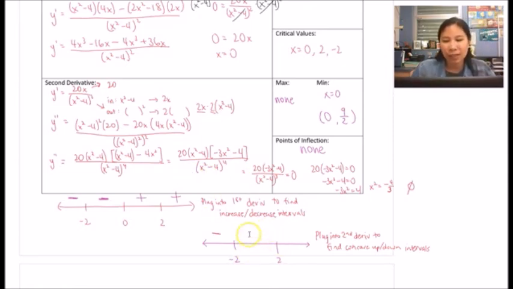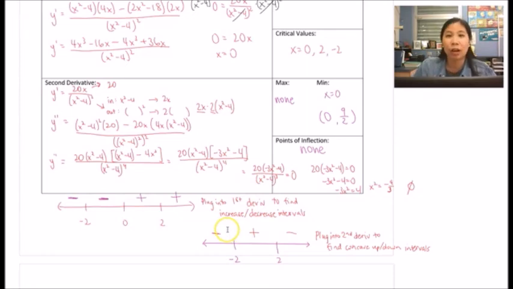Then let's plug in 0, because that's what's in between negative 2 and 2, and I like plugging in 0 because it's a nice number. That's going to be a negative number on top and a negative number on the bottom, so negative divided by negative is a positive. And then the last one, let's do anything bigger than 2, so 3 is a great number. Negative on top and positive on the bottom will end up as a negative number.